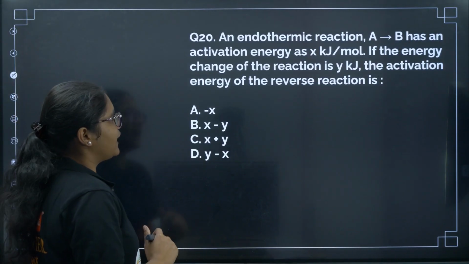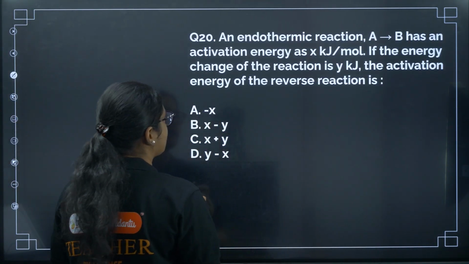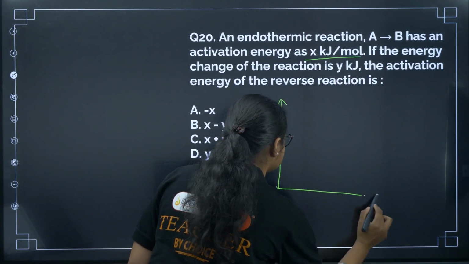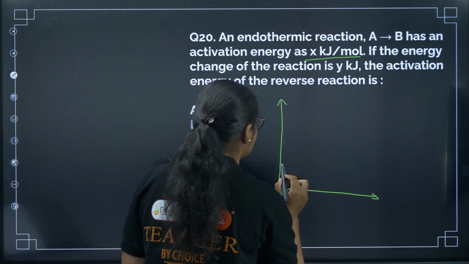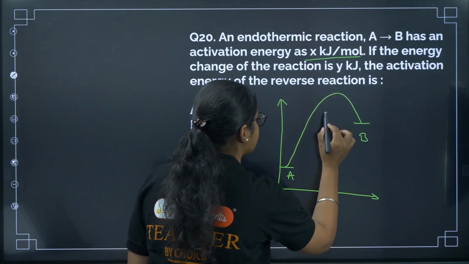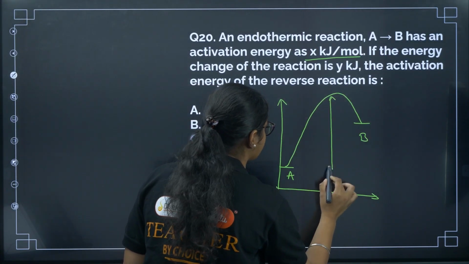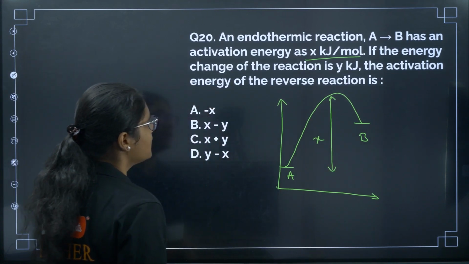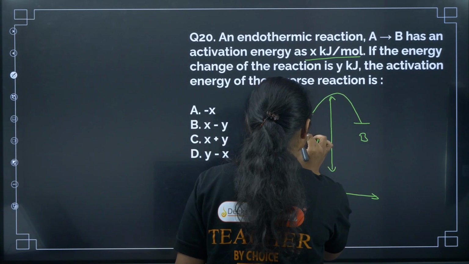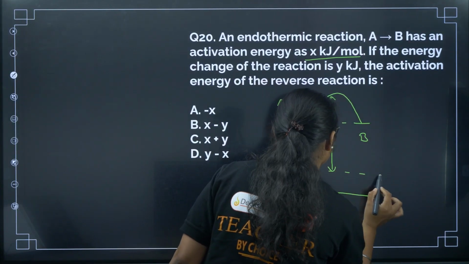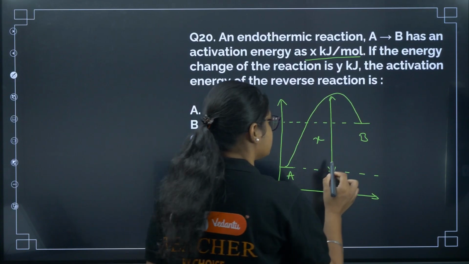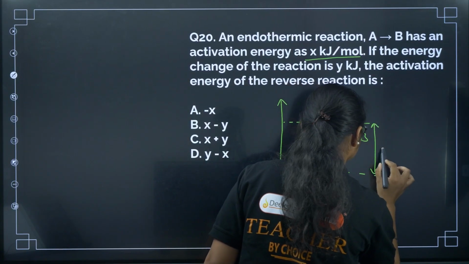Okay, next. An endothermic reaction A to B has an activation energy of x kilojoule per mole. Okay. So let us draw this. We have an endothermic reaction. So in endothermic reaction, the graph will be like this. This is A, this is B. The activation energy is x kilojoule per mole. Okay, next, if the energy change of the reaction is Y, so this is the energy change value is what? Energy of the products minus the energy of the reactants. So this one will be Y.